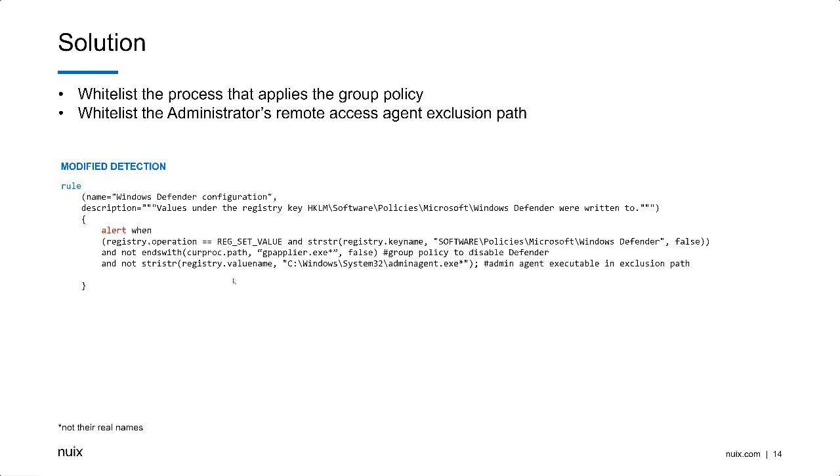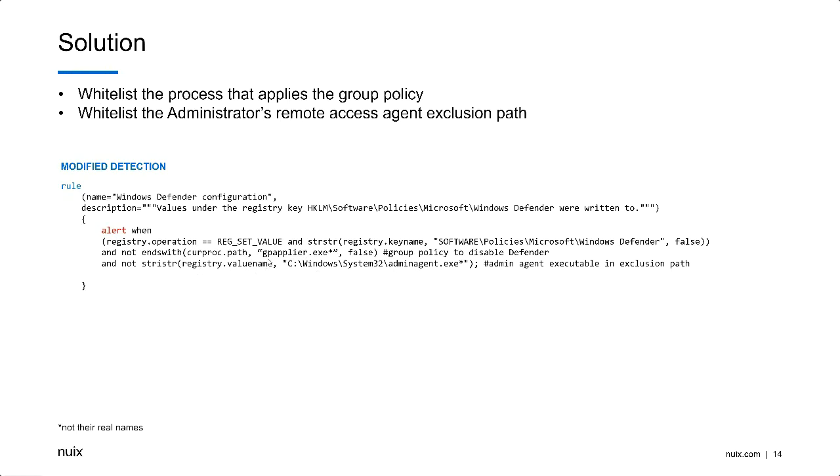So we're going to say, and I've used a different name here just to protect the customer, if it's GP applier that's making this change, then I don't want to see an alert. And then for my administrative agent that's used for remote access, if it is that specific agent that's added to the exclusions list for Defender, I'm okay with it.